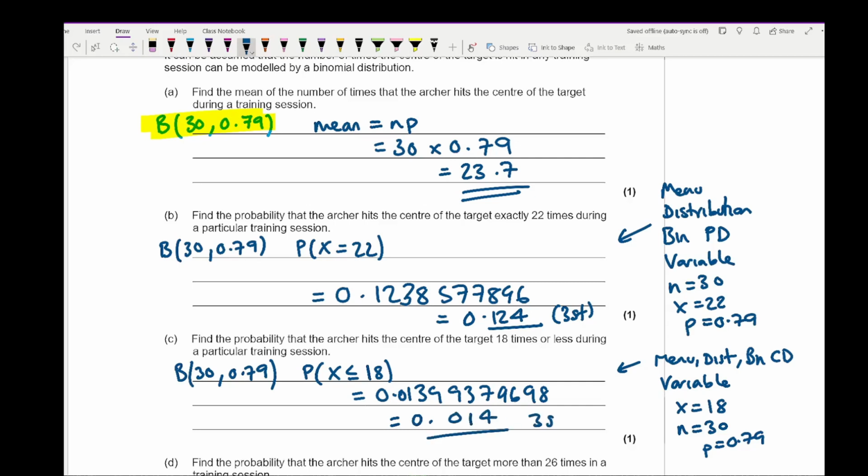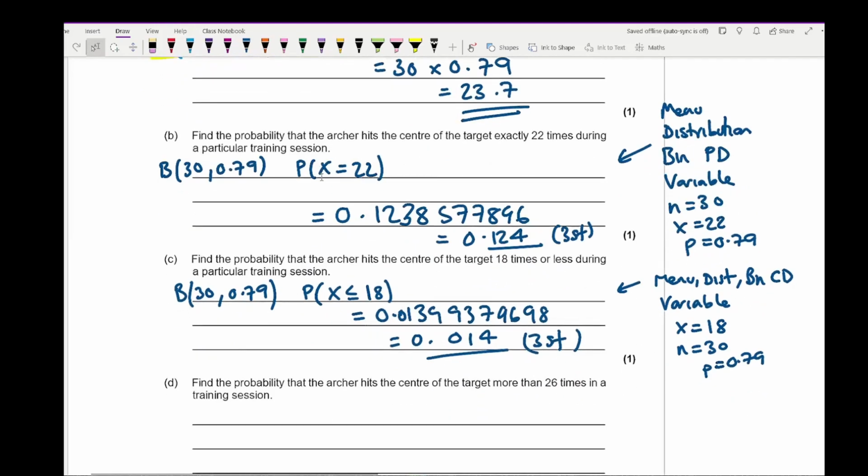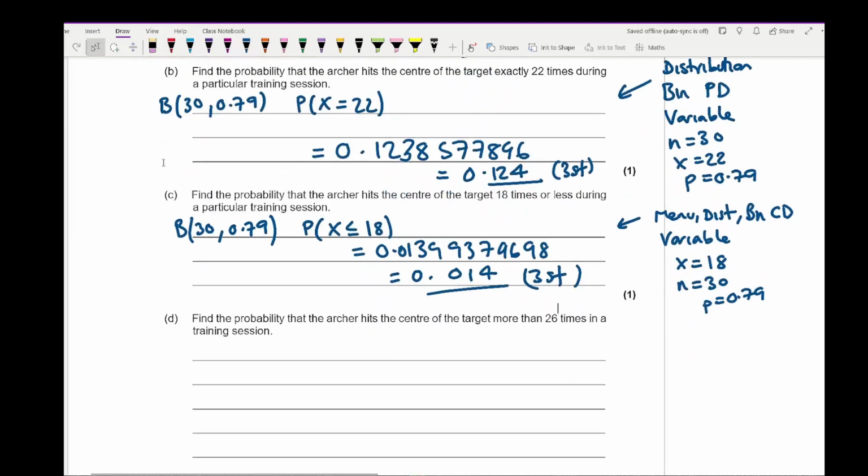And again, that's to 3 significant figures. Then for D, it says find the probability the archer hits the target more than 26 times in the training session. So for this, again setting the parameters, we've got B(30, 0.79), that's not changed. And so what we want is the probability that x is greater than 26. So that's going to be the same as the probability that x is greater or equal to 27.